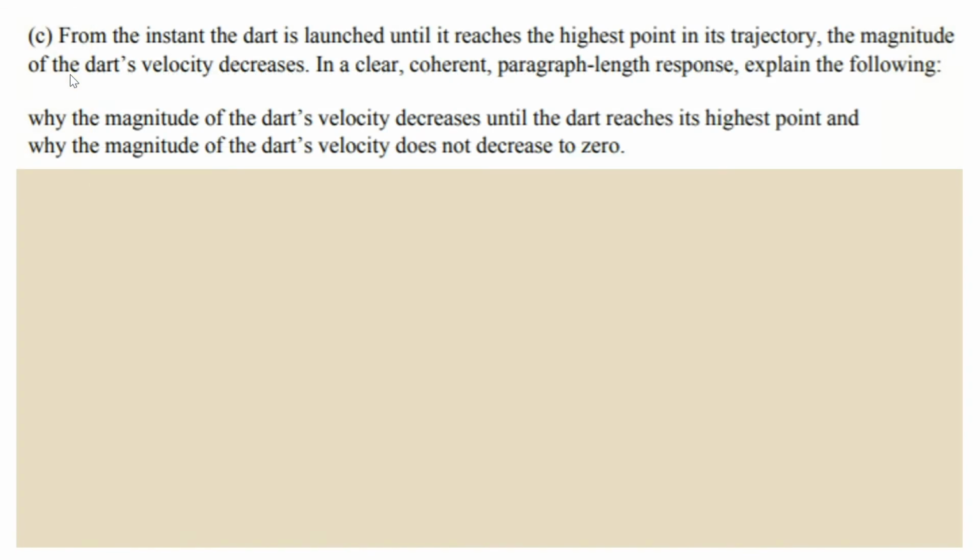Moving on to part C here, part C of this question says, from the instant the dart is launched until it reaches the highest point in its trajectory, the magnitude of the dart's velocity decreases. In a clear, coherent paragraph-length response, they want you to explain two things here. Number one, why the magnitude of the dart's velocity decreases until the dart reaches its highest point, and why the magnitude of the dart's velocity does not decrease to 0.